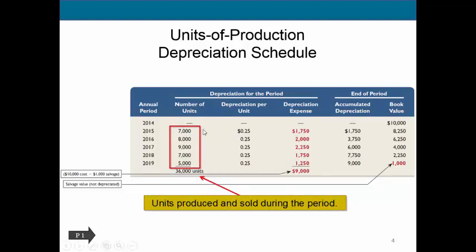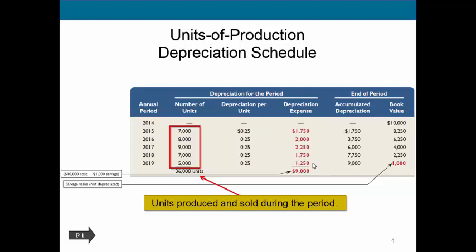You can see here we went from 7,000 to 8,000 to 9,000, and then we began to decline back to 7,000, and then finally 5,000 units that we inspected throughout the life of this product. You can see here our depreciation expense varies with the number of units that we inspect. As you would expect, when we inspect more units, our depreciation expense for the year increases. And then as we begin to decline to 7,000 and then 5,000 units, our depreciation expense declines along with that declining use.